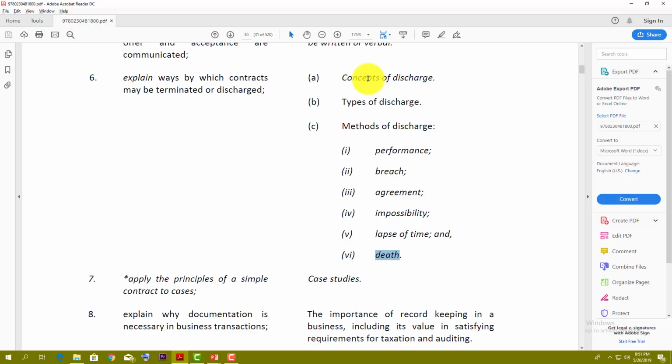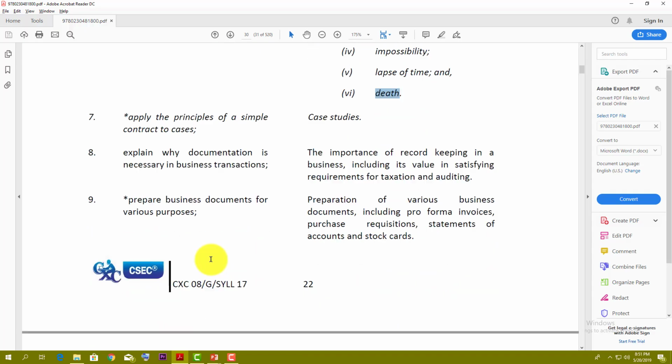So for example, they would give you a paragraph to read, and within the paragraph somebody might have breached a contract or something like that. So you have to go and pick out and say, okay, the contract was discharged by this method. So you might say breach or whatever. So this is what they have here for number 7. You have to get case studies for that. So that's a more in class, face to face kind of thing.